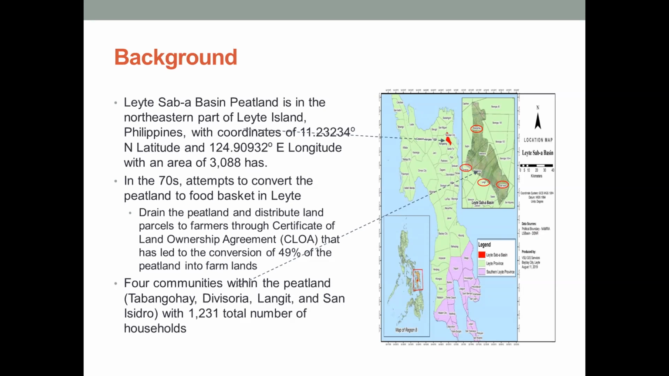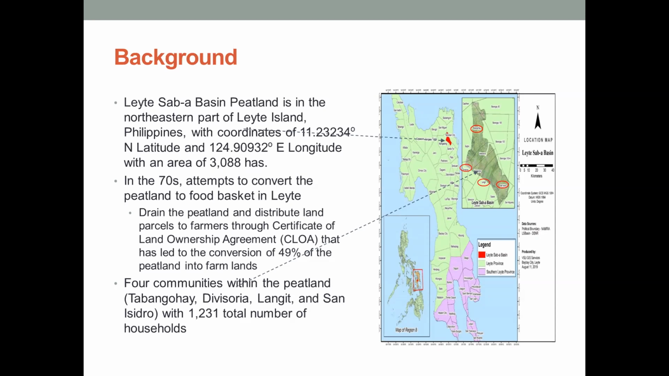Out of this initiative, the government constructed drainage canals within the peatland, of course, to drain the water that was in the peatland. They also distributed parcels of land to farmers by awarding certificates of land ownership agreement to specific farmers. And this resulted in the conversion of 49% of this peatland into farmlands.